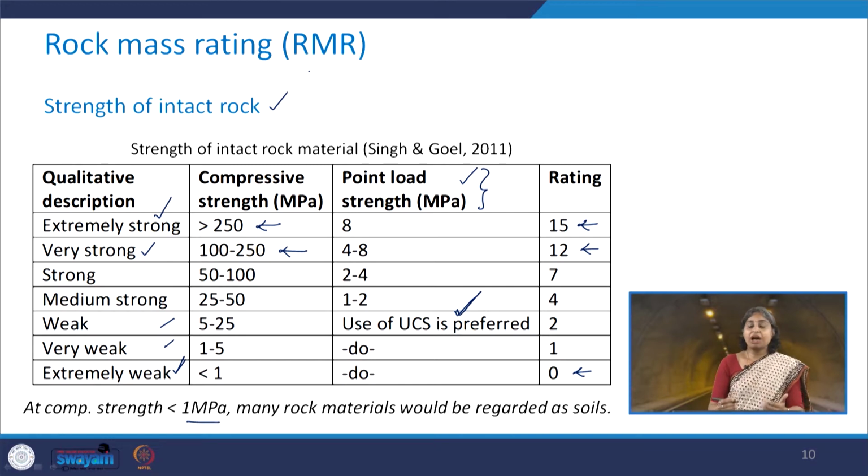So, once you have the value of UCS for a particular rock, when I say rock, here I am talking about the intact rock, and accordingly whatever is the value that you obtain from the second column, accordingly you pick the rating from this column.